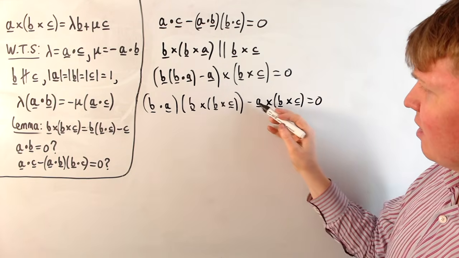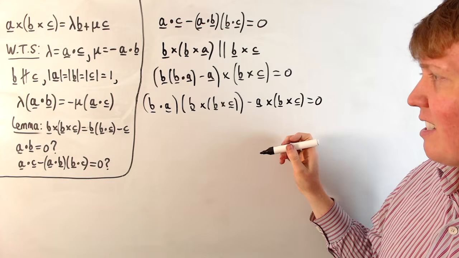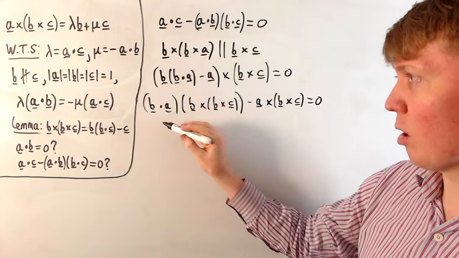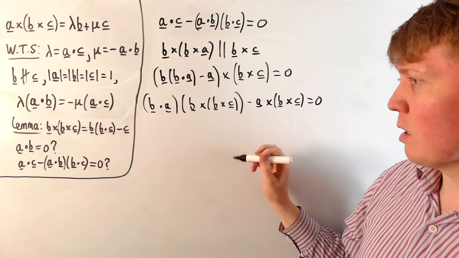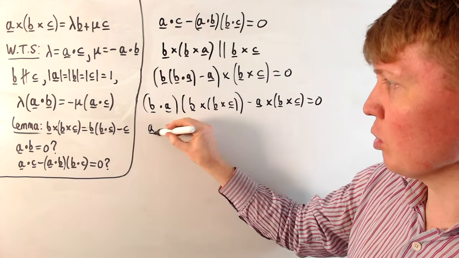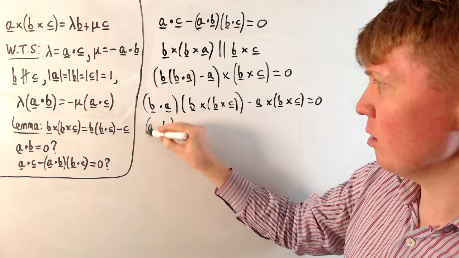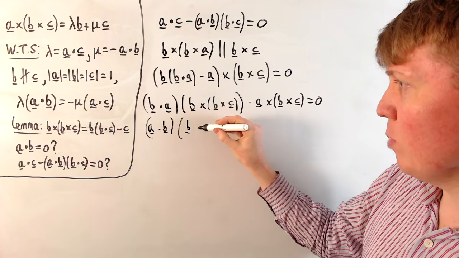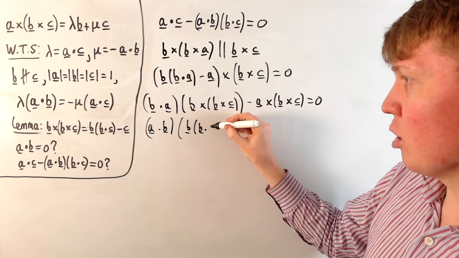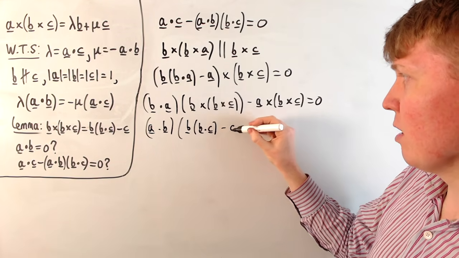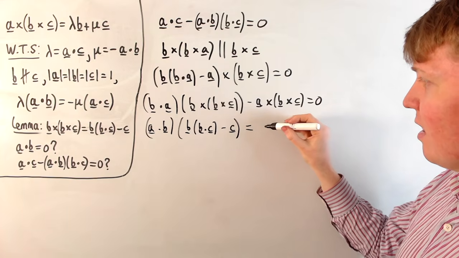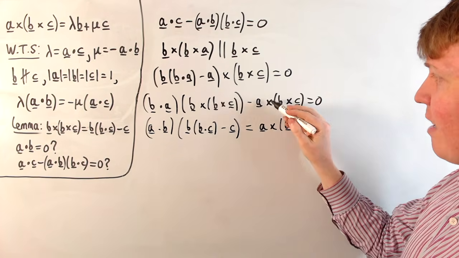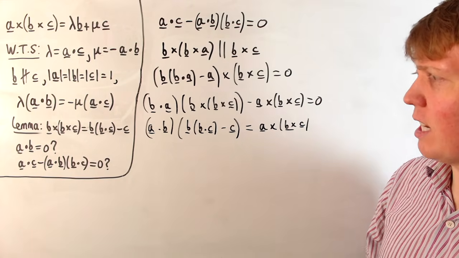And now we can take the A cross B cross C onto the right hand side easily enough, and if we apply the lemma as well to this first term, we can also rewrite this B dot A as A dot B just to put them in a more sensible order. So we've got A dot B, and then applying the lemma to this term, this becomes B times B dot C minus the vector C, and then this is equal to A cross B cross C, just taking the A cross B cross C onto the right hand side.